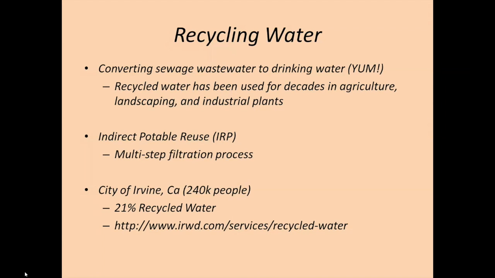One solution to this is recycling of water. Yes, this includes converting sewage wastewater into drinkable water. We've already been recycling water for uses in agriculture, landscaping, and industrial plants for decades. However, it's time to go all in. This is done using indirect potable reuse. It's a multi-step filtration process. And the model example of this is Irvine, California, with population of nearly 250,000 people. Irvine recycles 21% of its water. For more information on how Irvine does this, visit the site listed below.